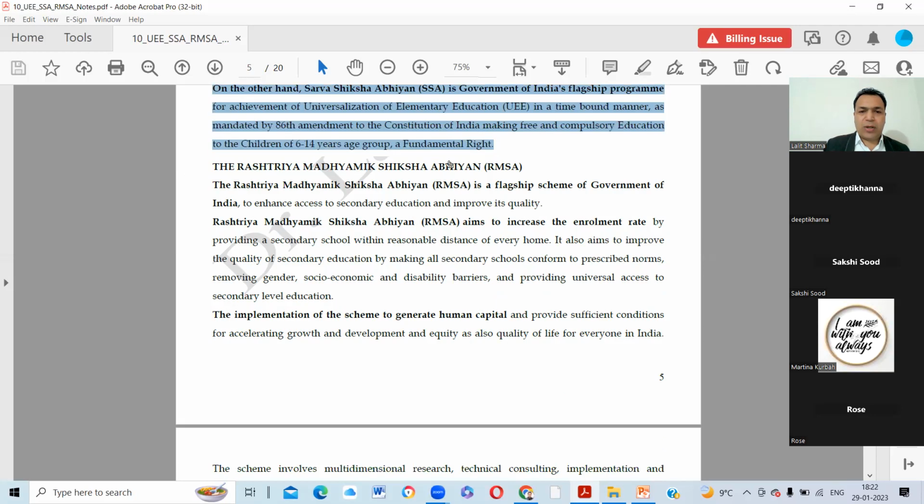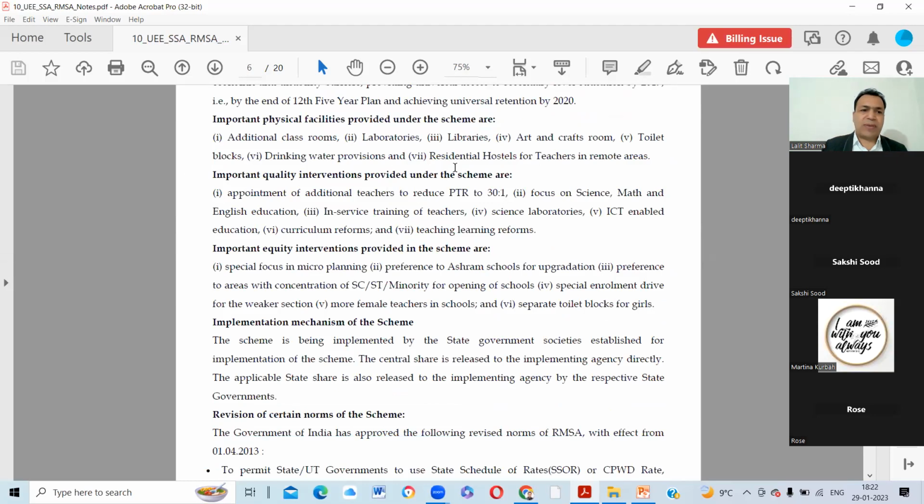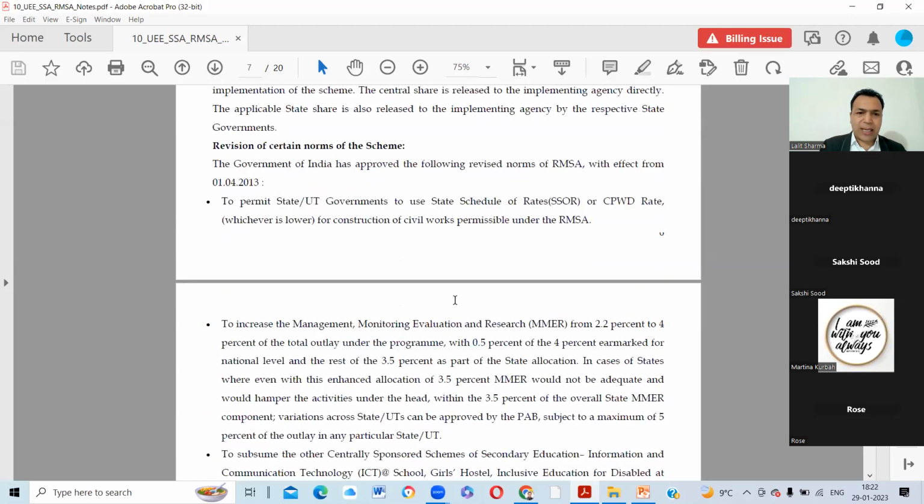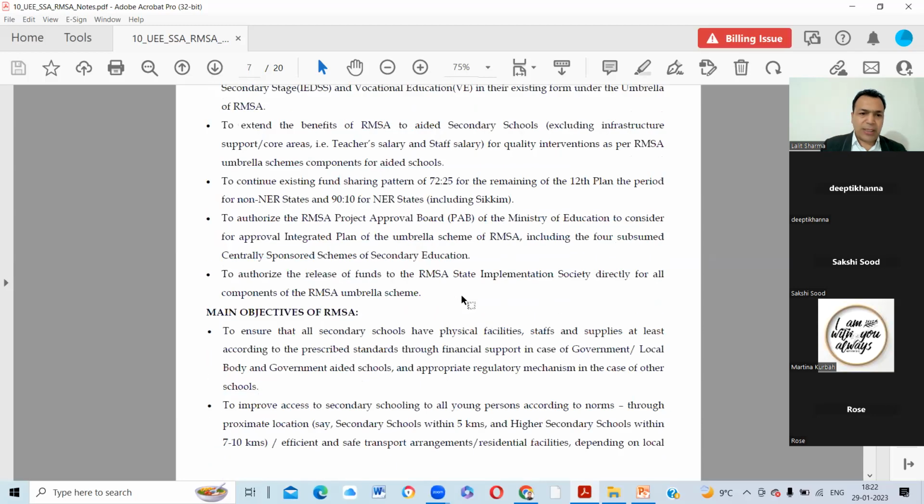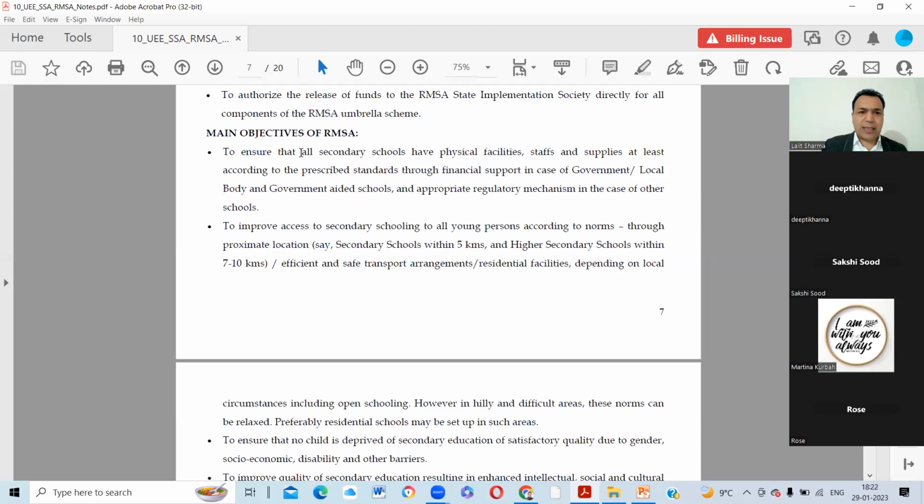Right? Now we are talking about RMSA. So RMSA is a flagship scheme. Okay, these are the important facilities, right? So basically, you can read it, I have shared this with you, but I explain it to you in a short way. So, these are the main objectives of the RMSA.